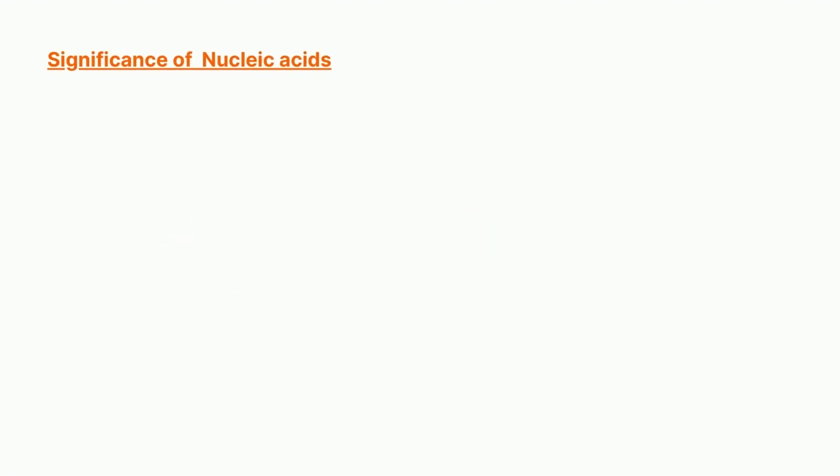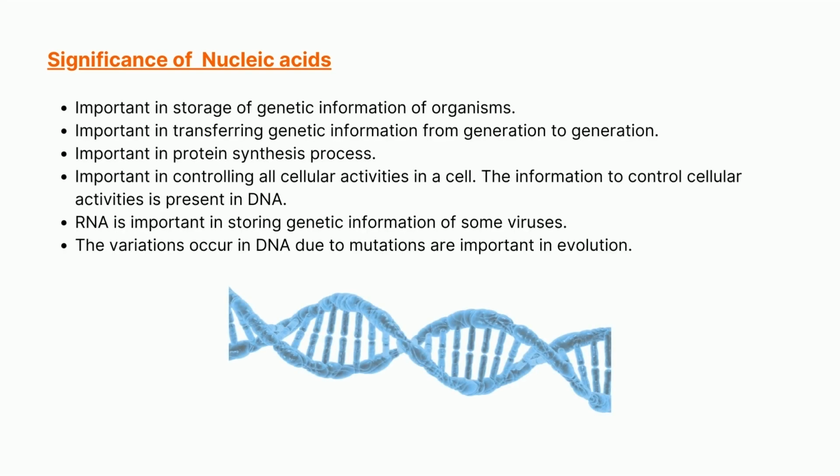Now let's see the significance of nucleic acid. Nucleic acids are important in storing of genetic information of organisms. It is important to transfer genetic information from generation to generation. Important in protein synthesis process. Important in controlling all cellular activities in a cell. The information to control cellular activities is present in DNA. DNA is the main component which controls the cell. RNA is important in storing genetic information of some viruses.